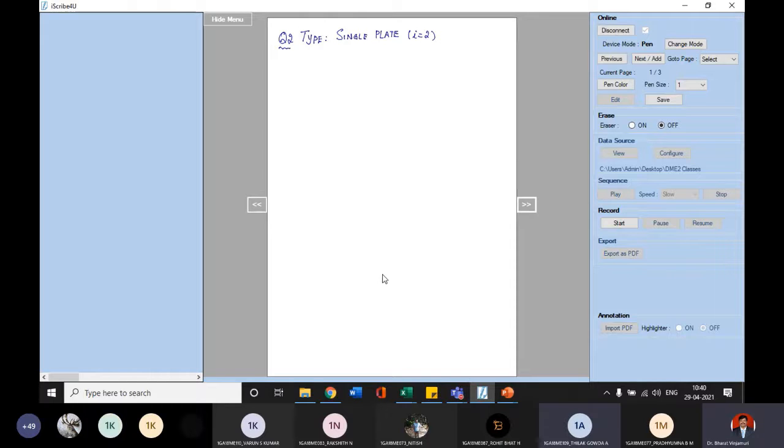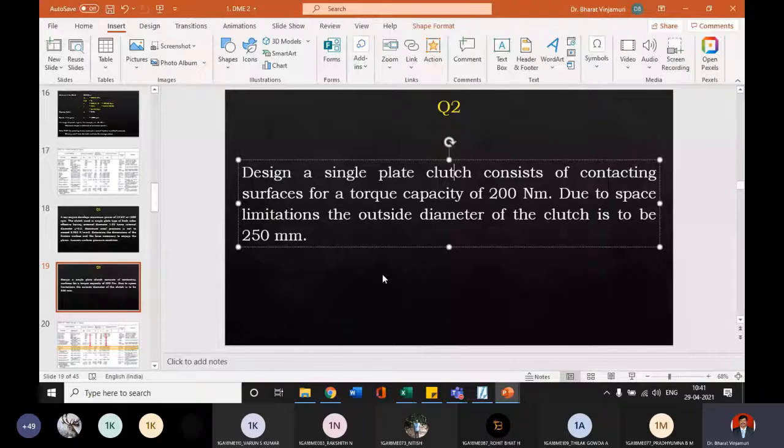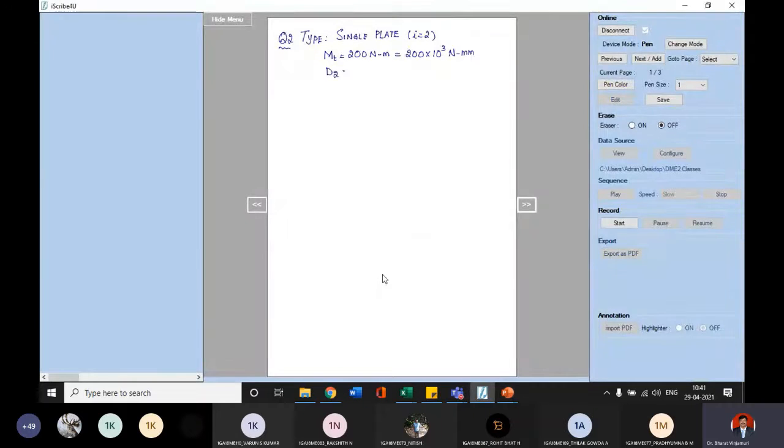Okay, now what else has he given? He has given torque, MT. MT is how much? 200 Newton meter. So convert 200 Newton meter into 200 into 10 power of 3 Newton mm. And what else has he given? He has given the value of the diameter. Which diameter, inner or outer? The outside diameter, D2, 250 mm. This is the data he has given.